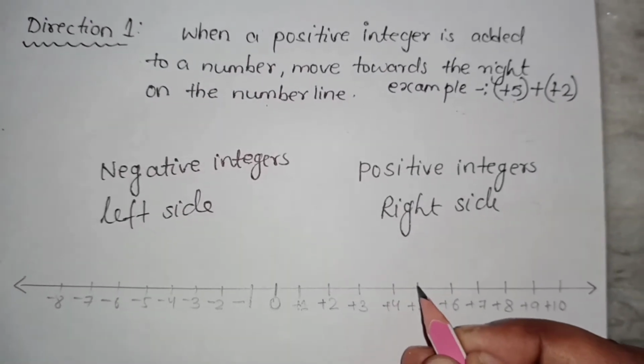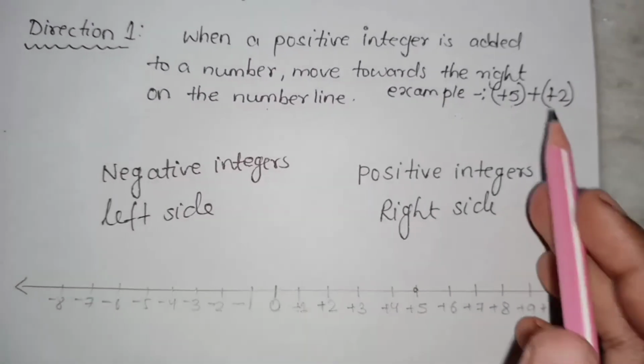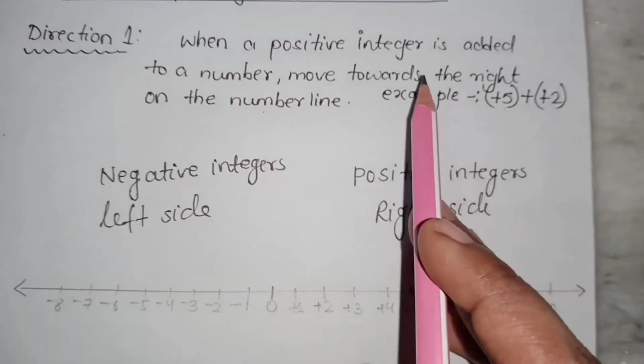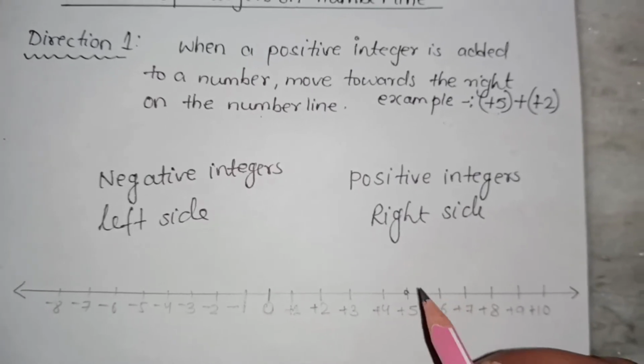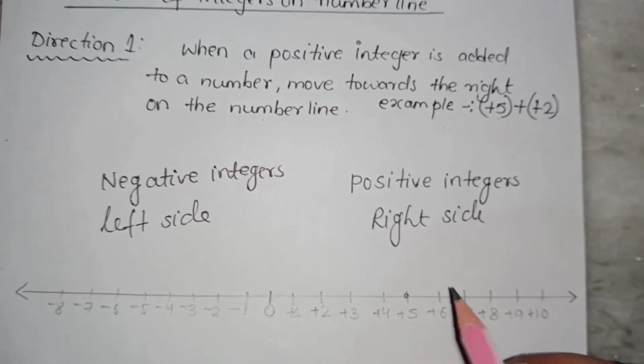Here is the +5. We will start here. And +2 means we will move to the right hand side. Where will we move? We will move to the right hand side. +2 means we will take 2 jumps. So 1, 2.